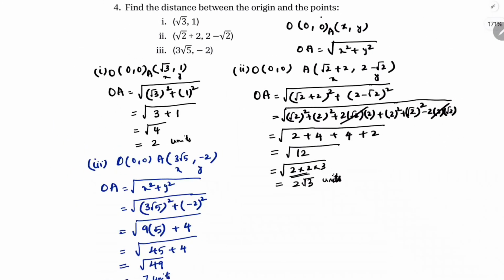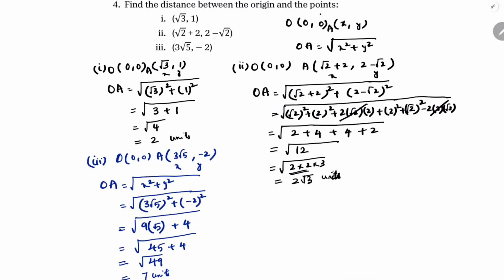So in this way we need to simplify this. If one point is the origin and the other point is given as x, y, then the distance is just under root x square plus y square.